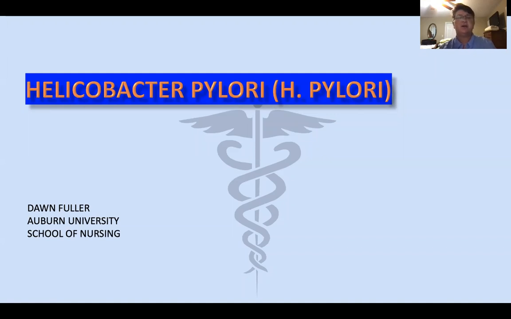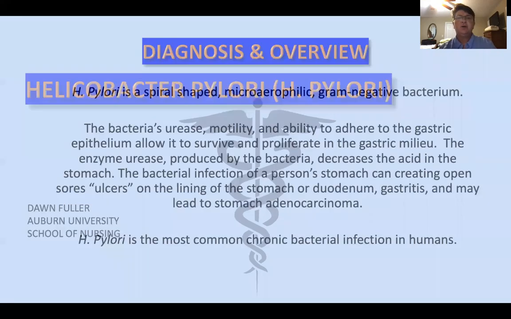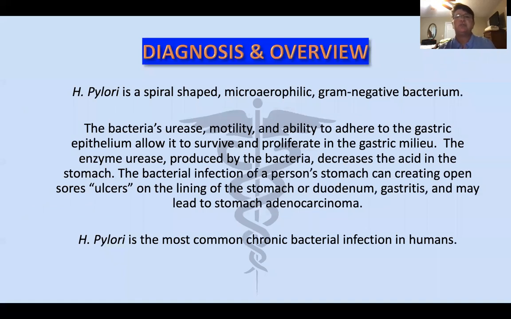Today we're going to talk about Helicobacter pylori. Helicobacter pylori is a spiral-shaped microaerophilic gram-negative bacterium. The bacteria's urease, motility, and ability to adhere to the gastric epithelium allow it to survive and proliferate. The enzyme urease, which is produced by the bacteria, decreases the acid in the stomach. This bacterial infection of the person's stomach can create open sores, such as ulcers in the lining of the stomach or the duodenum, cause gastritis, and may lead to stomach adenocarcinoma.